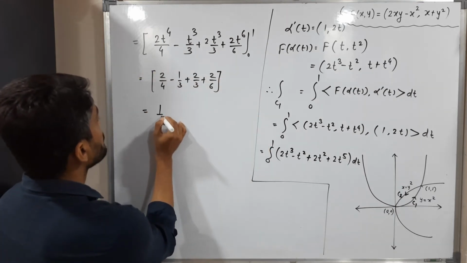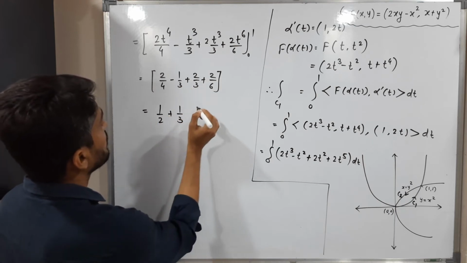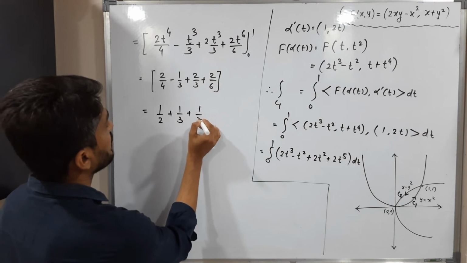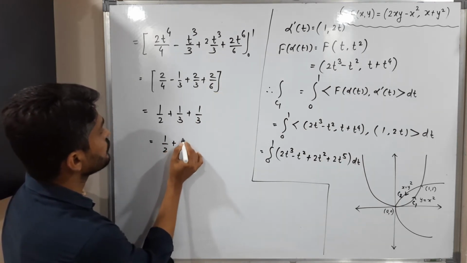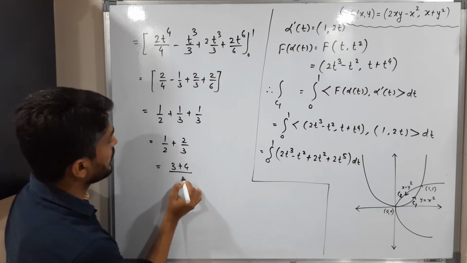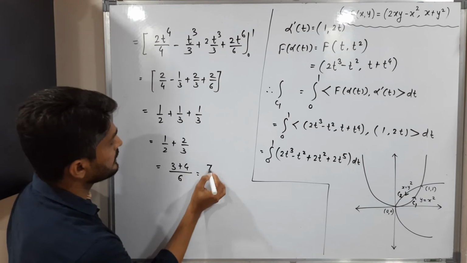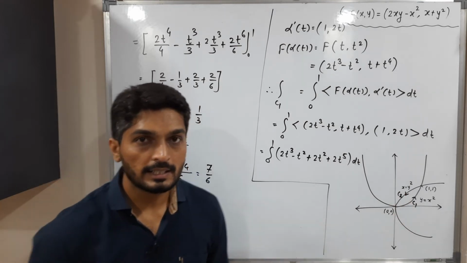2 by 4 means 1 by 2. This 2 by 3 minus 1 by 3 means we'll have 1 by 3. And this is 1 by 3 again, by cancelling 2. So 1 by 2 plus 2 by 3. If you cross multiply, 3 plus 4 by 6. So it is 7 by 6. So the value of the line integral along C1 is 7 by 6.